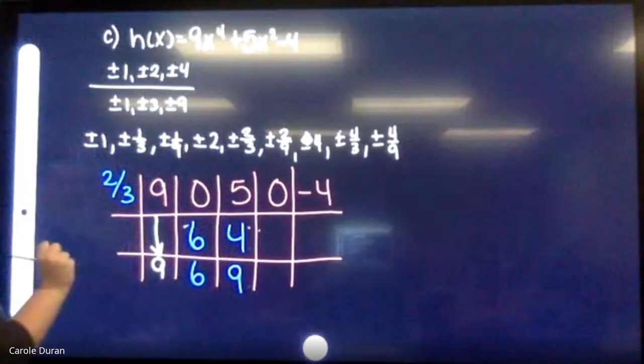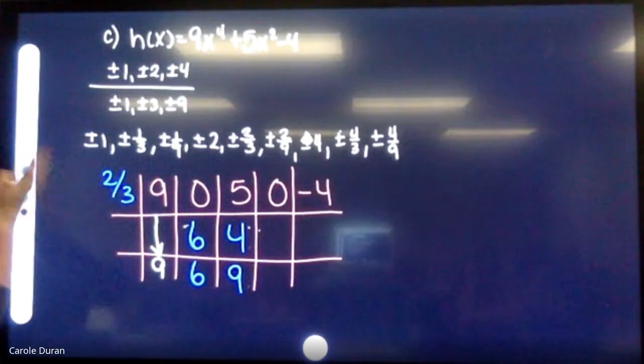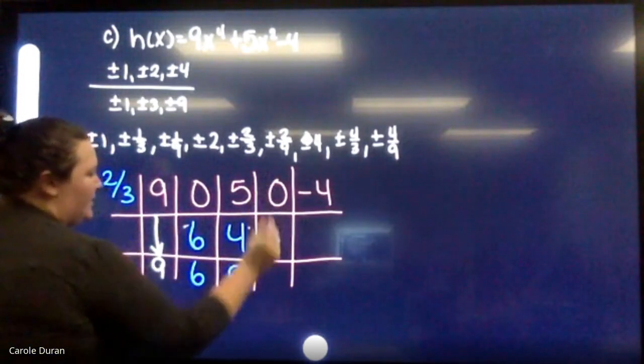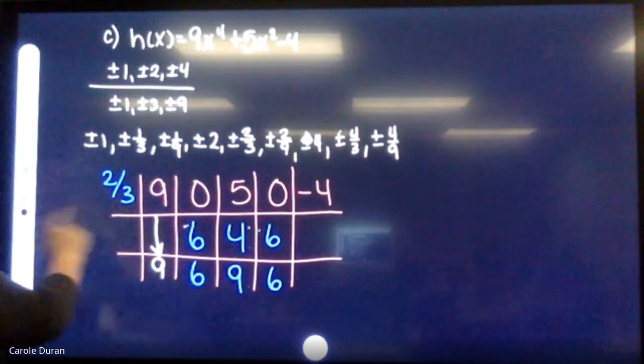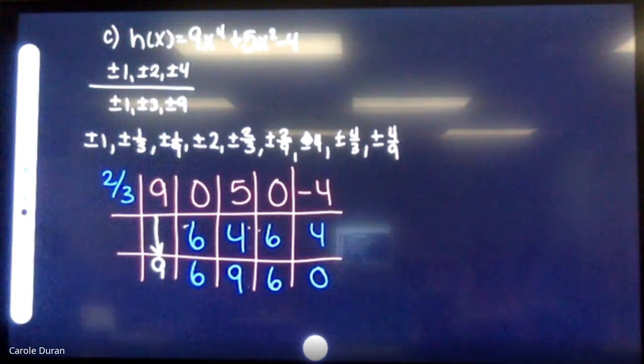Then we do 9 times 2 is 18, divided by 3 is 6. 0 and 6 is 6. 6 times 2/3 is 4. Negative 4 and 4 is 0.